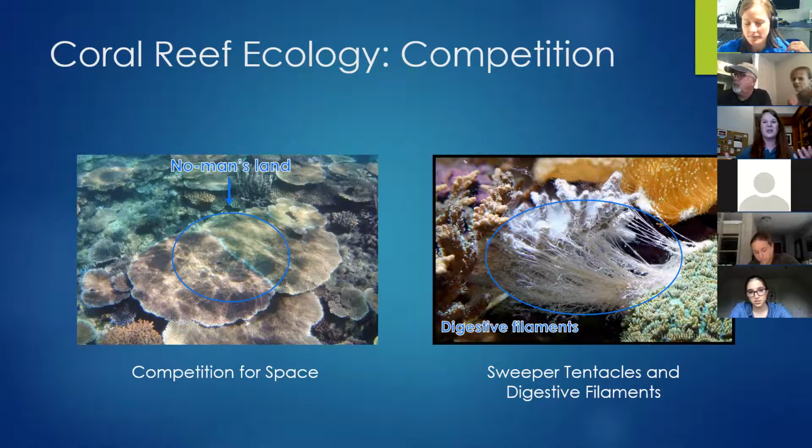Again, this isn't going to kill the whole coral. It's just going to kill parts of it, but it's reducing the growth of the other corals so that the coral that's winning the competition can get bigger.